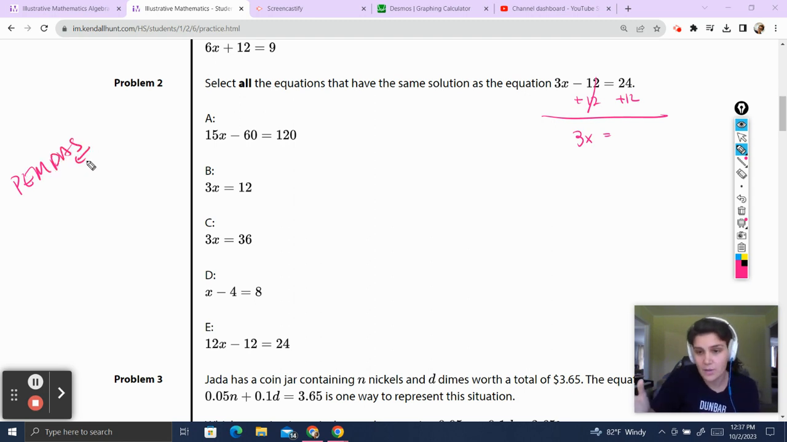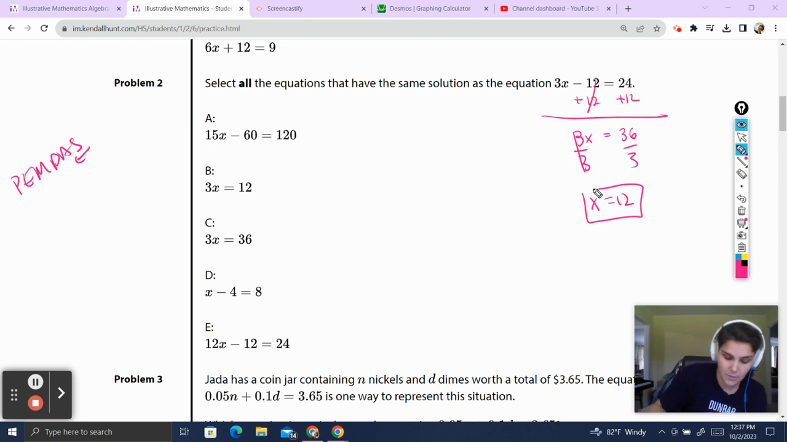So first, I'm going to add and subtract everything that I have. So we subtracted that. Well, we added, it got to 0. We add to this side, we get to 36. And then going backwards, the next thing I need to do is divide. x is equal to 12. So that is the answer that I want my other equations' x to be equal to.